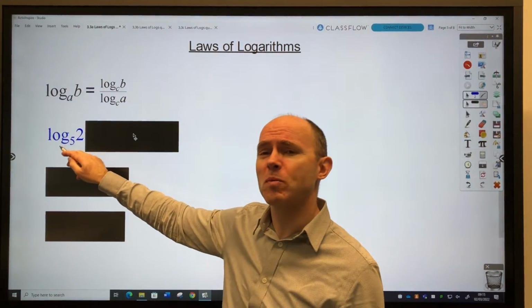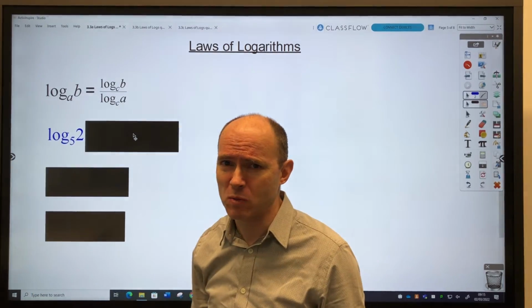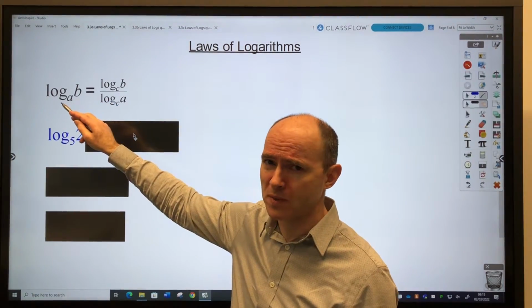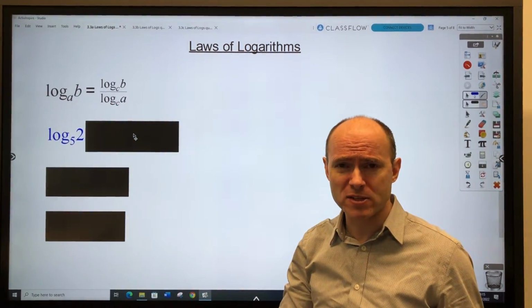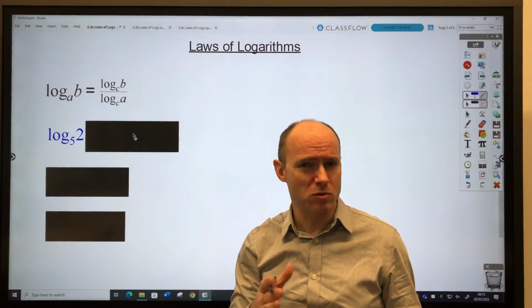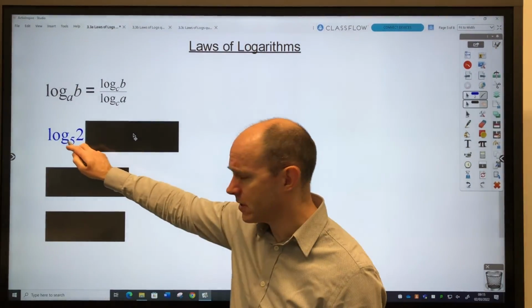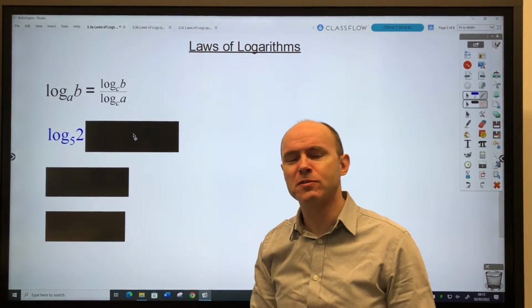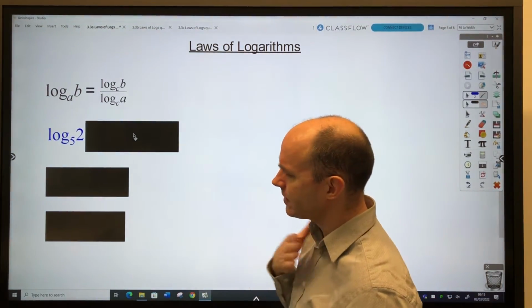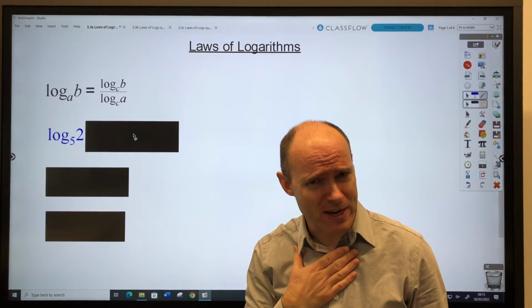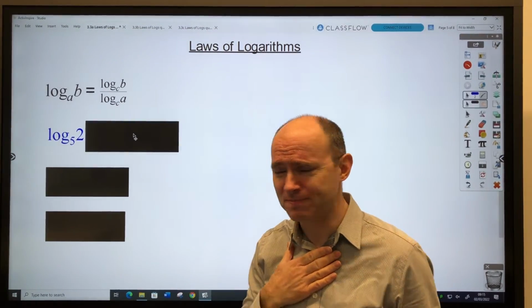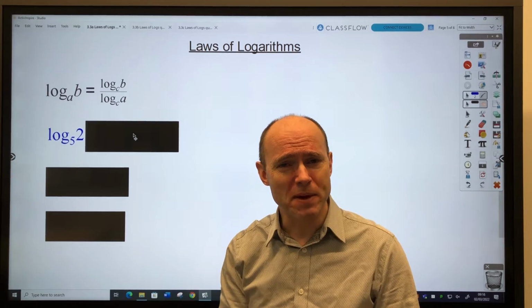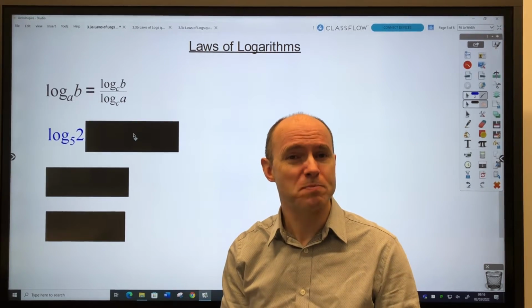You want to work out log base 5 of 2. Suppose you want to work out what that is. We just use the change of base rule. Now the change of base rule works like this. You can choose any base you want to work with. So you want to rewrite that using a base you'd rather work with. If you want to change the base, change it to something you want to work with, probably base 10 for your calculator.